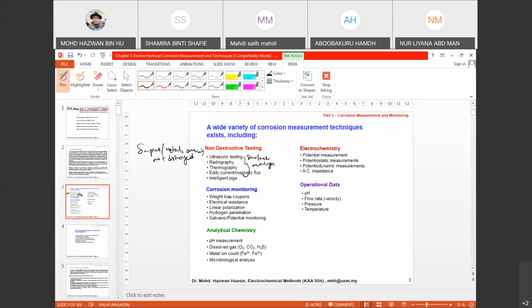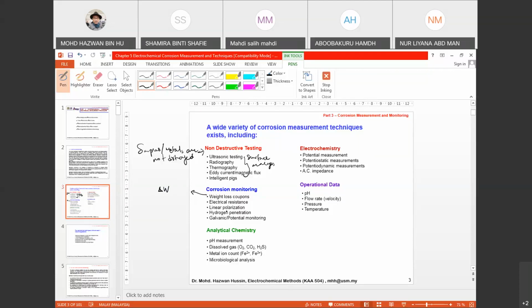So we also have corrosion monitoring techniques. For example, weight loss coupons. In this case, the method is very simple. You just need to find the difference of the metal's mass before and after. A simple process where a metal is inserted in a beaker or a test tube, then you put the electrolyte at a fixed dimension for a fixed time. You weigh the mass initially, and then after the process you weigh the mass again, then you will get the mass loss. So this is known as the weight loss coupon method.